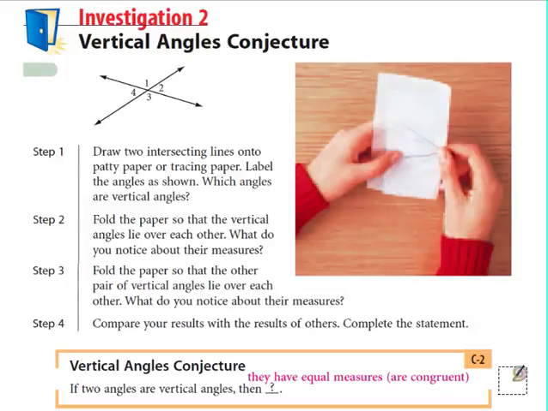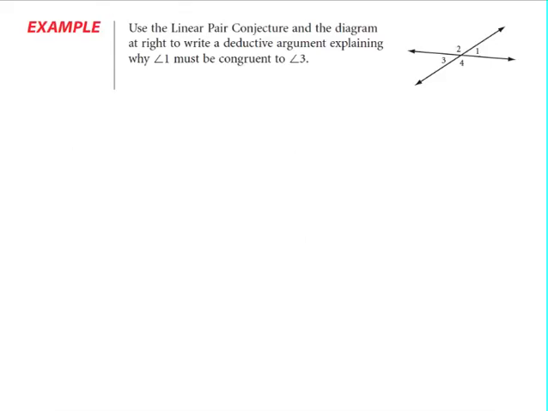Alrighty, so what's going to happen is now we're going to go ahead and see what we have on the next slide here. We're going to talk about deductive arguments. Notice it says the example: use the linear pair conjecture and the diagram at right to write a deductive argument explaining why angle 1 must be congruent to angle 3. When I think of deductive, I think of when I was solving the algebra problem on Friday. Remember that? I started with that and I had to justify adding and then subtracting and all that. So that's what a deductive argument is.